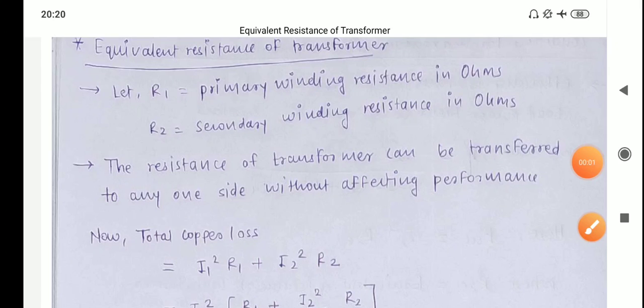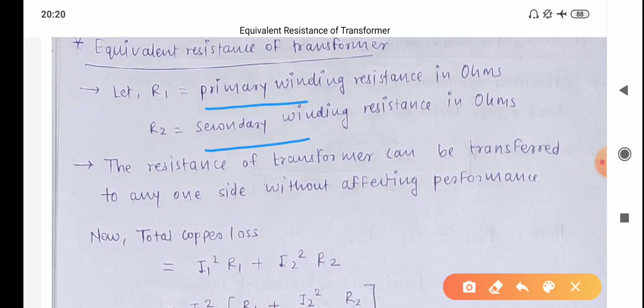Hello students. In this lecture, we are going to study equivalent resistance of a transformer. We already know that a transformer has two windings, primary winding and secondary winding, and these two windings offer resistance to the flow of current through the primary and secondary, such as R1 being the primary winding resistance and R2 being the secondary winding resistance.